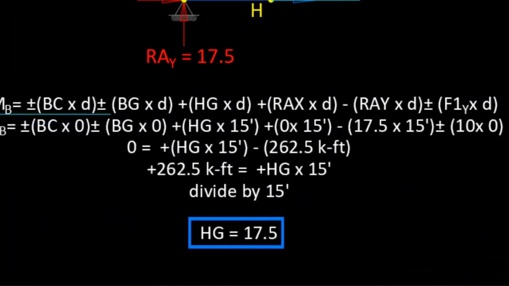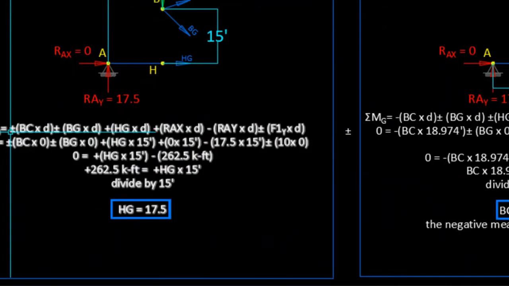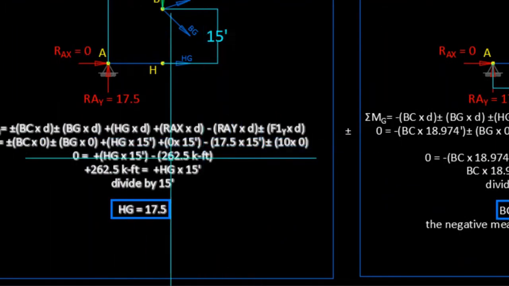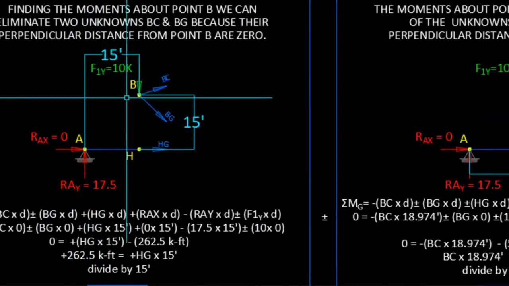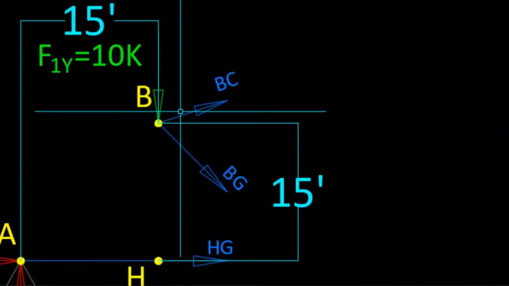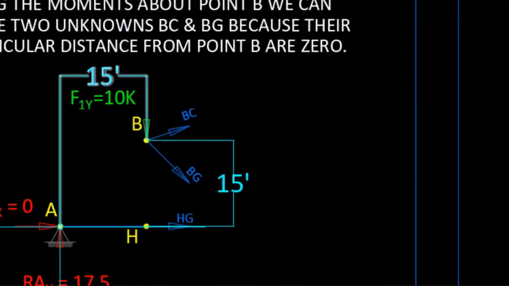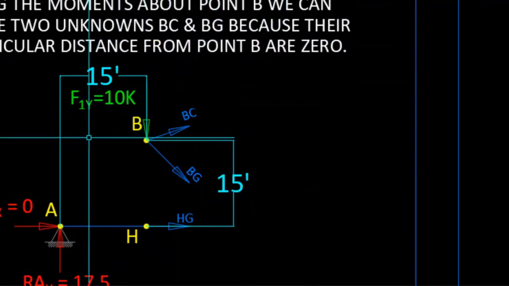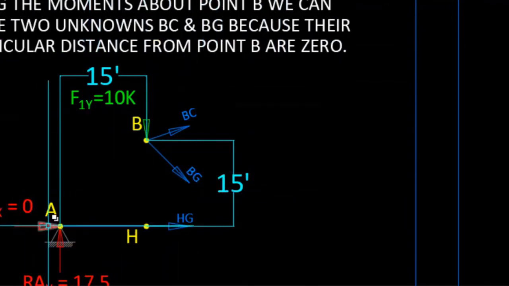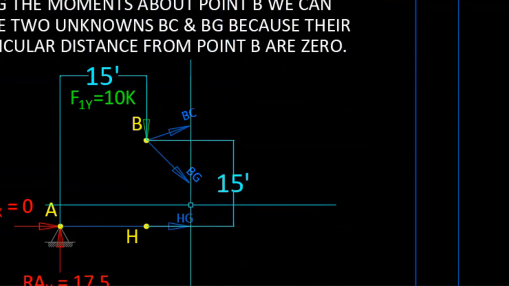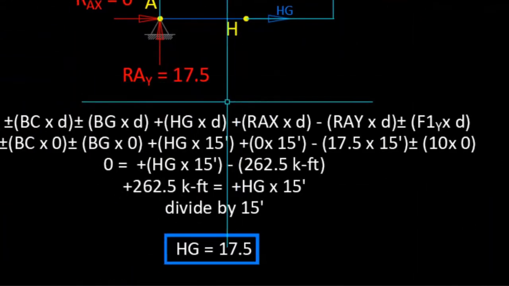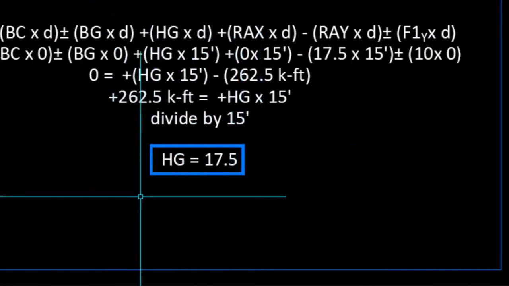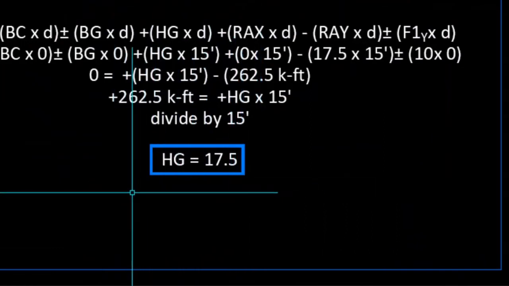So we set up our equation, the moments about point B, and make sure we include all the forces and their respective perpendicular distances. And of course, we must analyze to see if at point B, the forces are causing either a clockwise rotation, which would cause a negative moment, or a counterclockwise rotation, which would cause a positive moment. After we plug in the numbers, we find that HG is equal to 17.5.